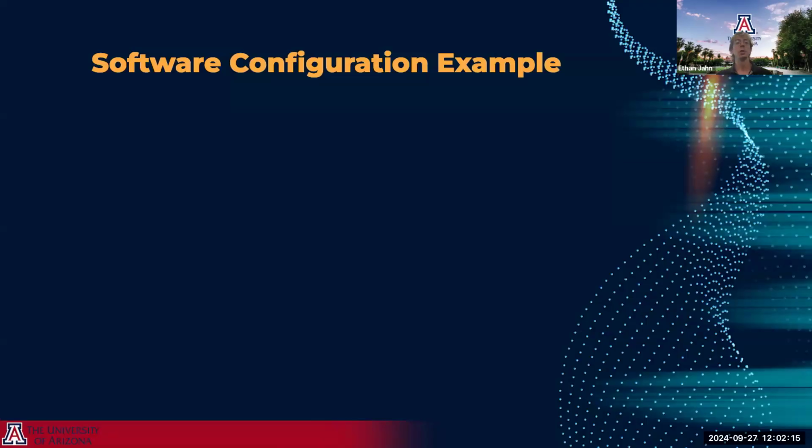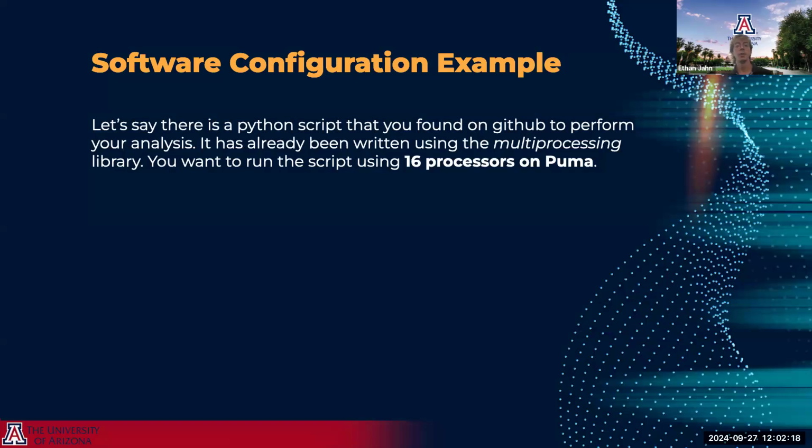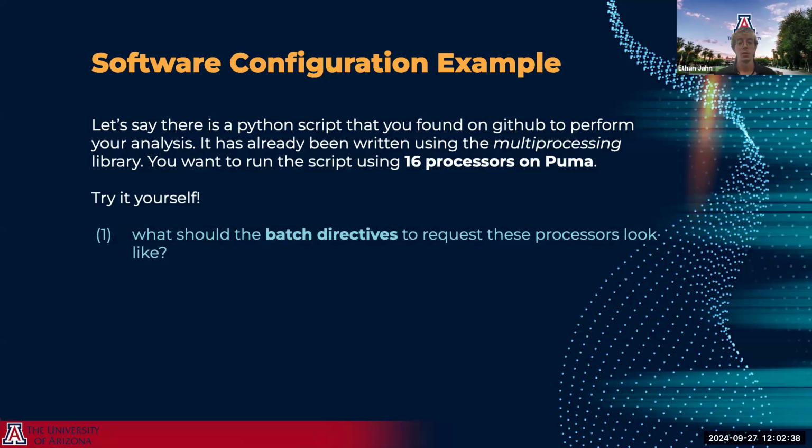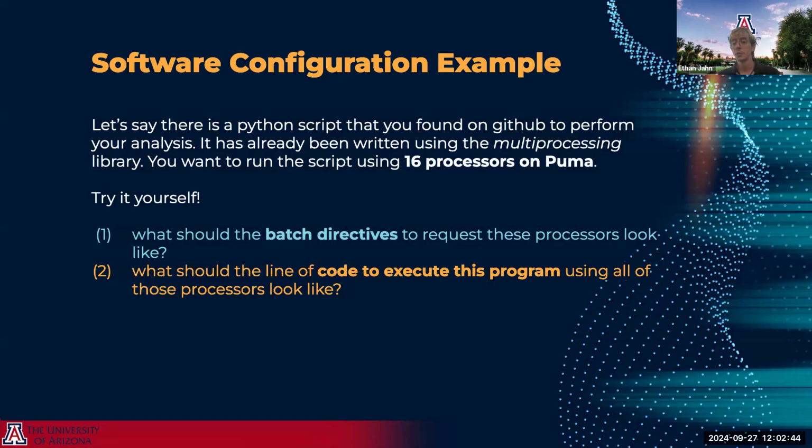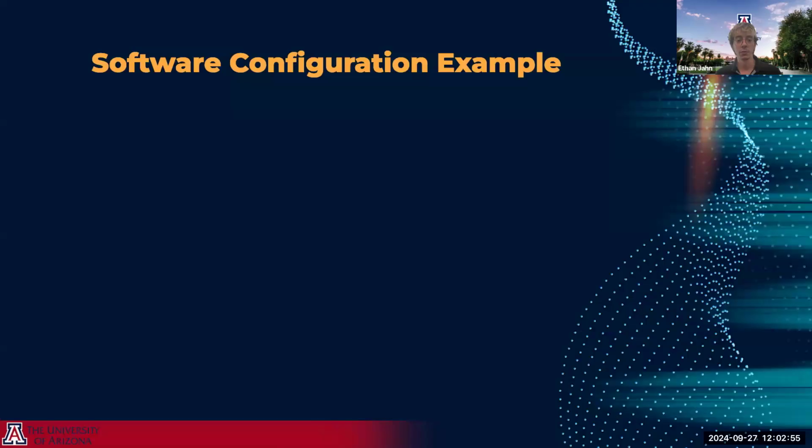So here's a quick example of software configuration. Let's say there's a Python script that you found on GitHub to perform your analysis. Let's say, for example, it has already been written using the multiprocessing library. So thank you, developer. They've already gone through and included that in there. Now you want to use the script using 16 processors on Puma. So first of all, what should the batch directives be to request these processors? What should the line of code to execute this program look like? You don't have to do this right now just because we're low on time. Let's go ahead and look at what we should do.